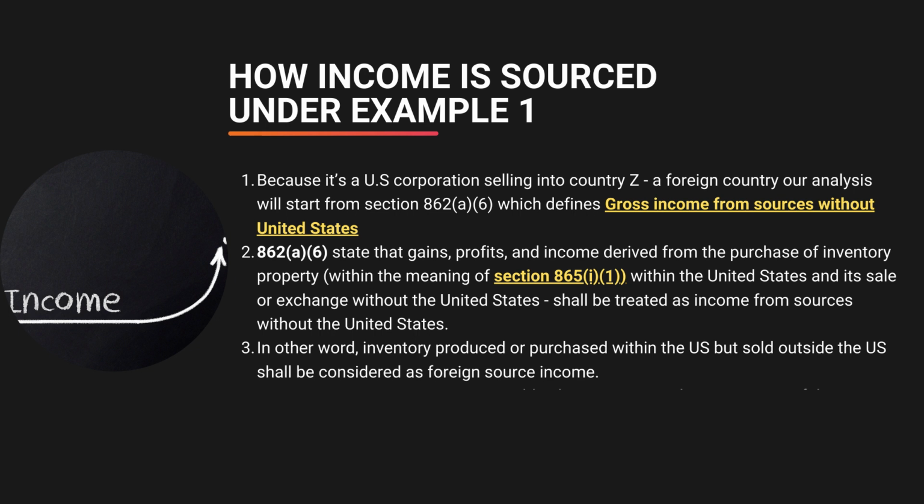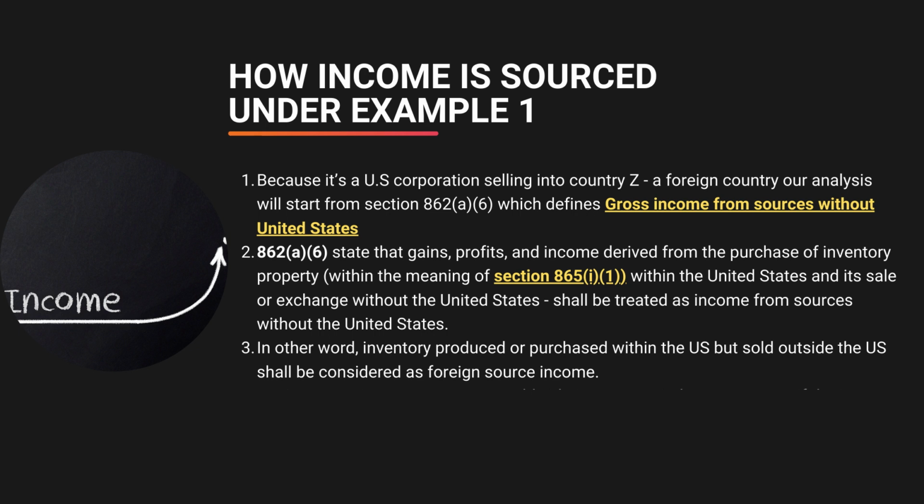If you reverse it around, if you're a German citizen or a Polish citizen or you are from Russia or Ukraine or Netherlands, you produce a computer program there, you put it on a disk, you send it over to the US to sell. Once the sales take place in the US, you have a US source income. So you need to know about how that income is going to be taxed when you have a sales income that's US source income. So in other words, inventory produced or purchased within the US but sold outside of the US shall be considered as foreign source income, which is very important.